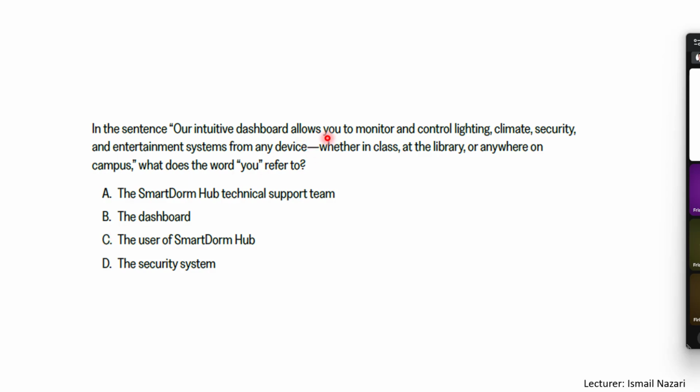When it says allows you to monitor and control lighting, climate, and so on, it means the users. You here, the public users they're interested in. Yeah, so that's the correct answer. Here we have to use our inferential thinking in order to guess the logical relationship between ideas. Yep, that's all. If there are any questions, I'm here to answer.